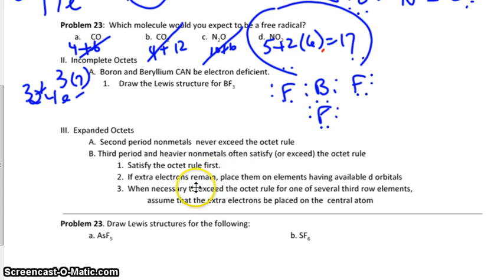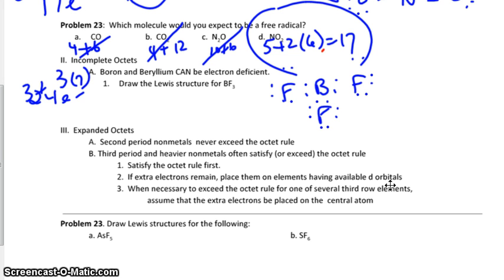If extra electrons remain, put them on elements having available d orbitals. That's why the second period nonmetals cannot do this. Carbon, you have 2s2, 2p2 as well. Is there a 2d? And the answer is no.